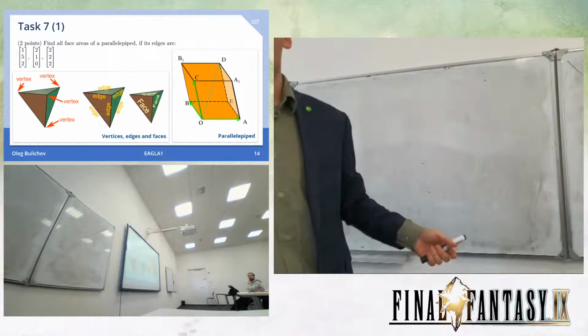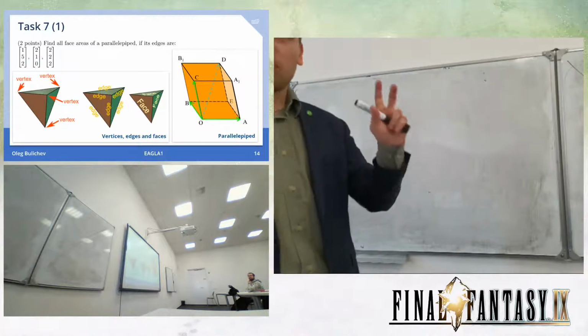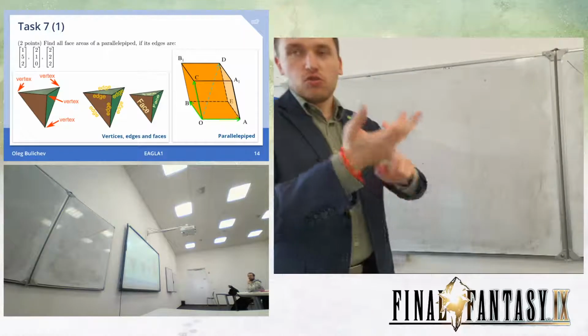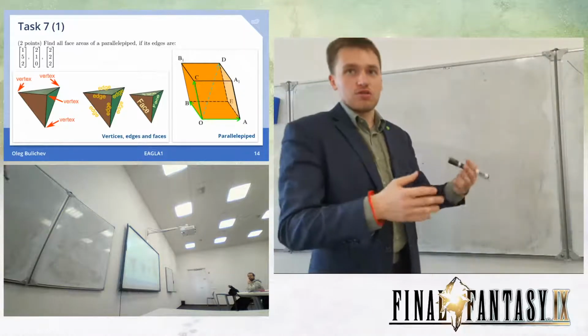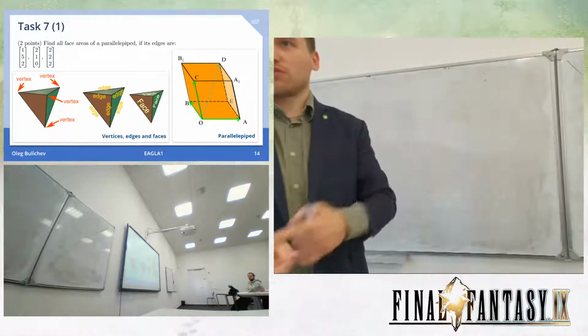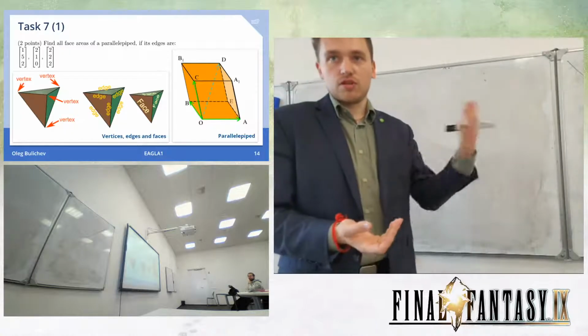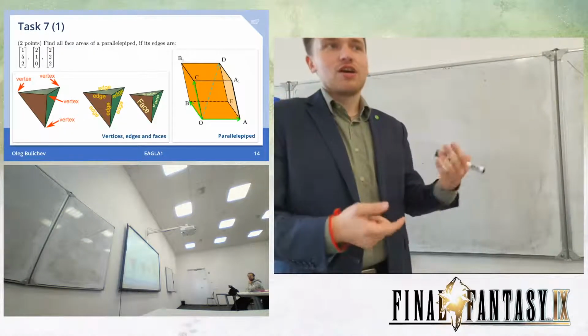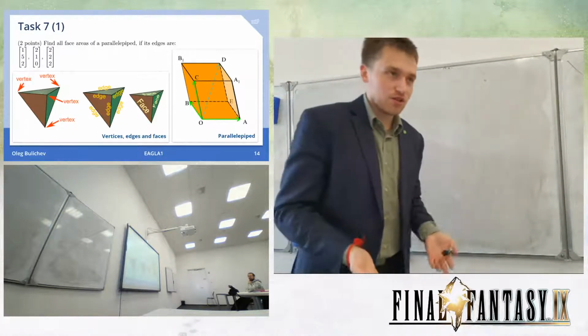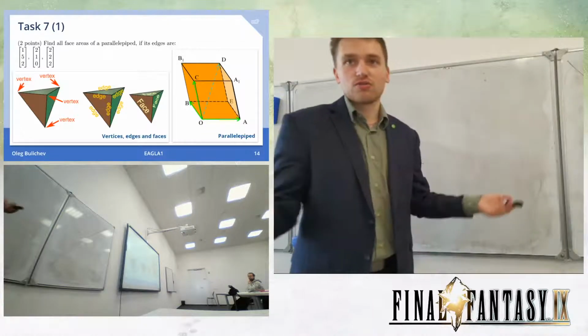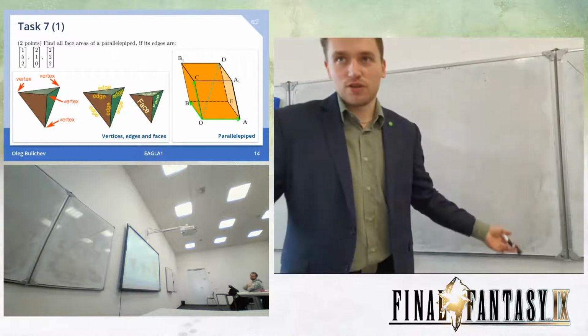Because this task is about your understanding. Can you imagine this? So you need to write first of all that you don't need to find all 6 faces, only 3 of them, because they're equal. The second one, just write that you need to find the magnitude of your vector of cross product. That's it. Piece of cake.